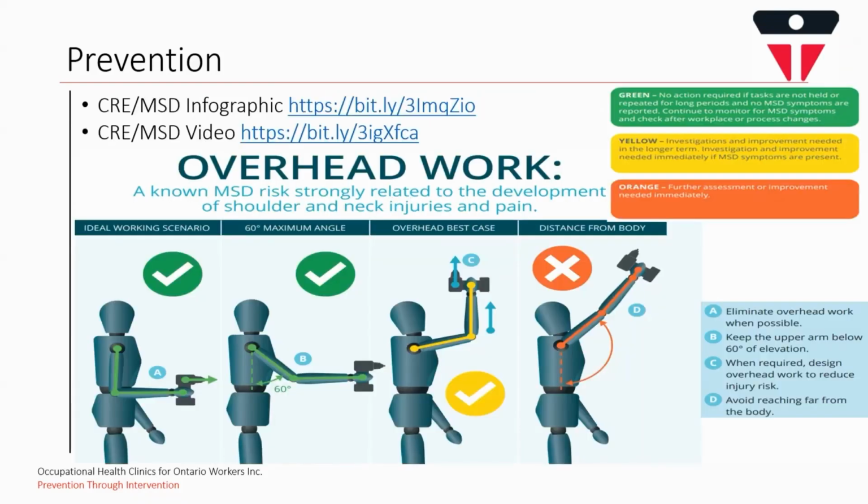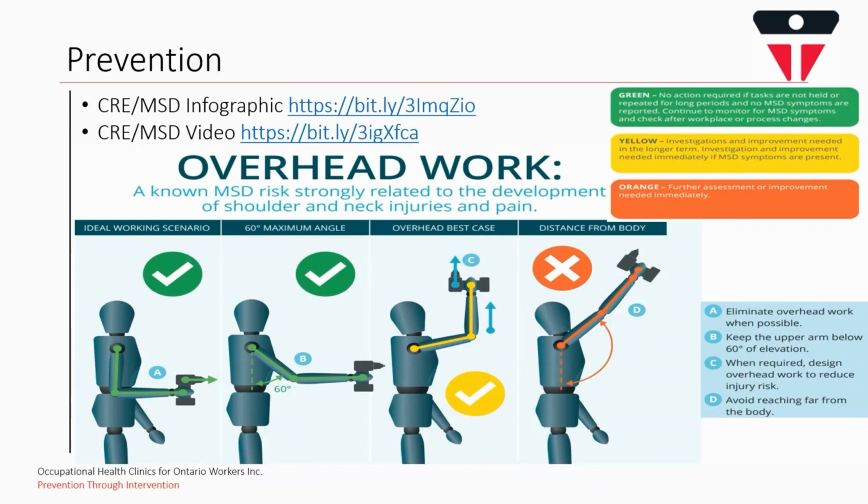Korea MSD developed a nice little infographic as well as a video, and I'll share my copy of my handouts when I'm done in the chat, so you can get the link itself. Or you can just Google Korea MSD shoulder injury prevention. Anything in the green says no actions required. Yellow requires further investigation and improvement, and orange is basically immediate action required.